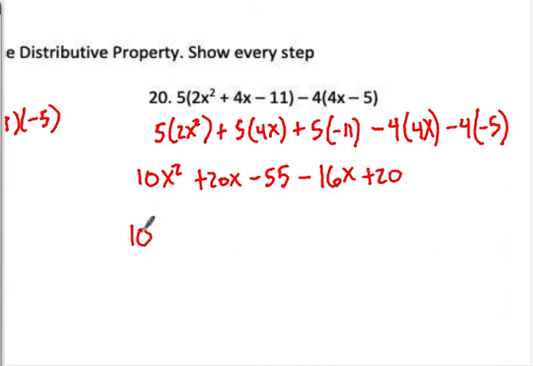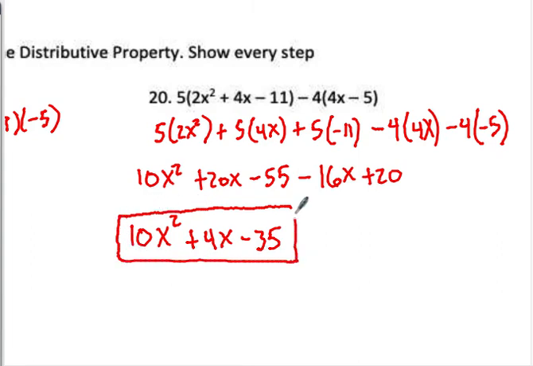All right, so 10x squared, 20x minus 16x would be 4x, so plus 4x. And then a minus 55 and a plus 20 would be minus 35. No like terms, no parentheses, so this one is simplified. Okay, any questions?